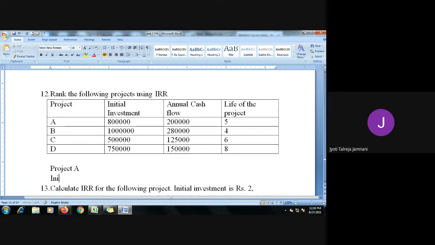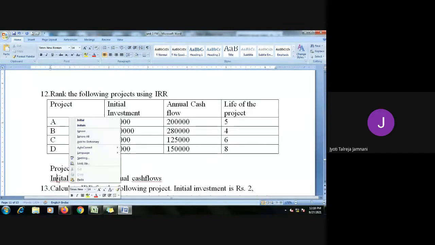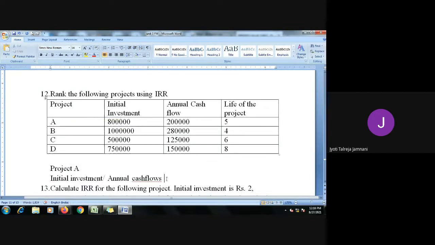Initial investment divided by annual cash flow. So initial investment for project A is 8 lakhs divided by annual cash flow, which is 2 lakhs. So 8 lakh divided by 2 lakh, you get a value 4.